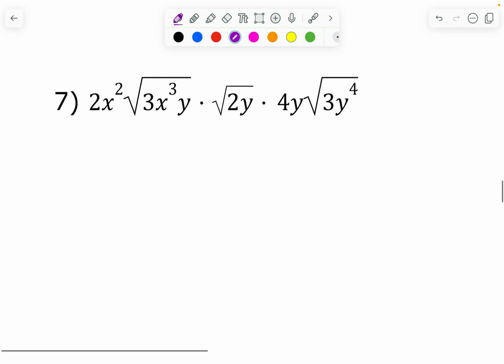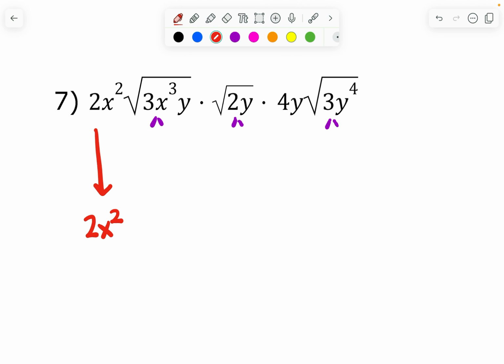All right, look at number 7. That's a hefty one, but we can do this. So we're going to simplify anything underneath first. If it's not underneath, it's coming straight down. So this one I know is coming straight down. That 2x squared, that's not underneath. I am not going to touch that. We're going to simplify what's underneath this radical first.